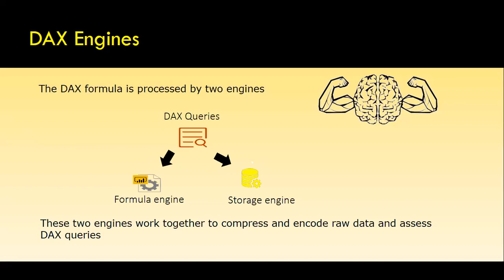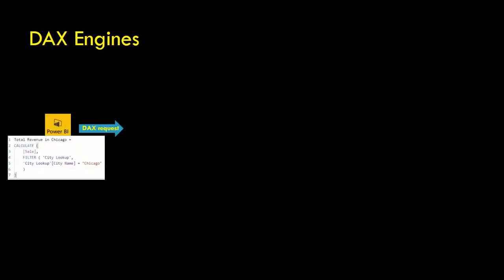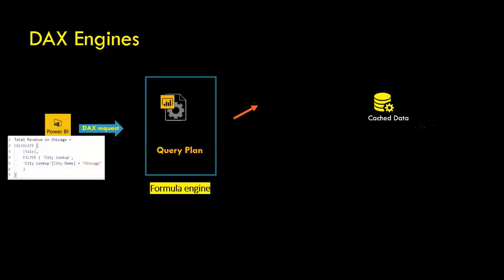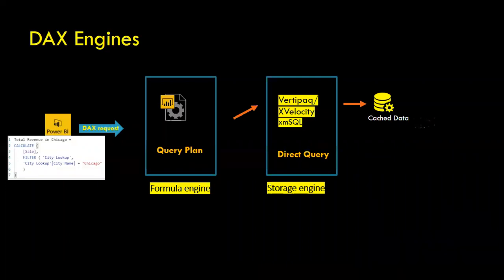So whenever you write any DAX formula, that is processed by these two engines: the formula engine and the storage engine, in the case of both the import and direct query modes. Now let us understand the architecture. We'll take a deep dive into how these DAX queries are processed.